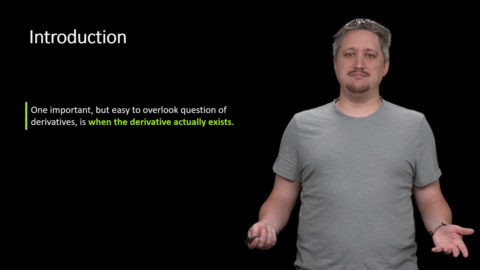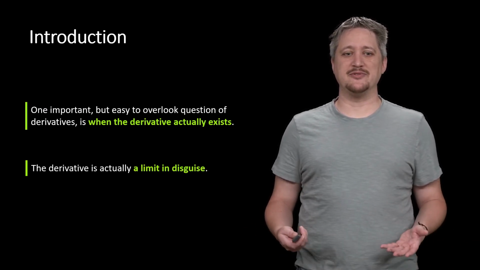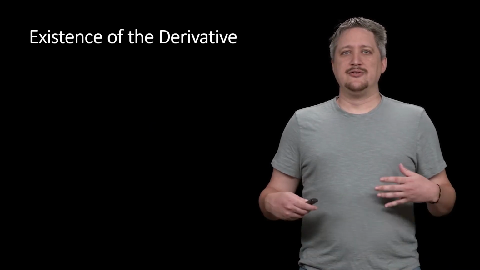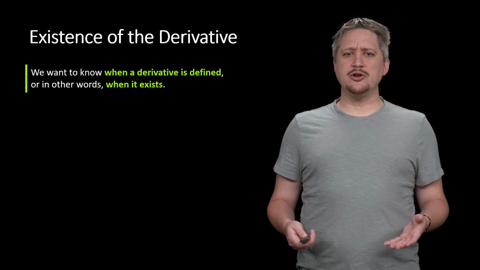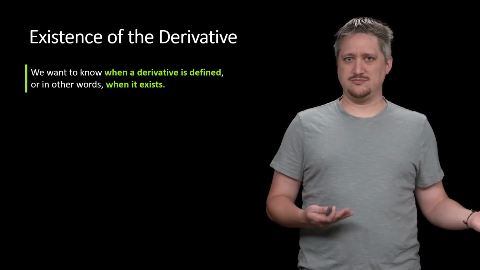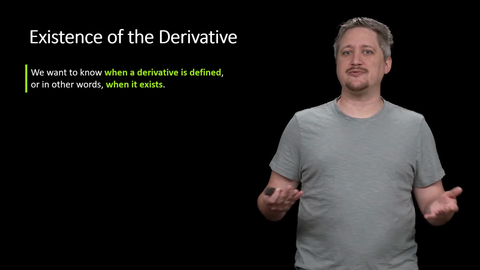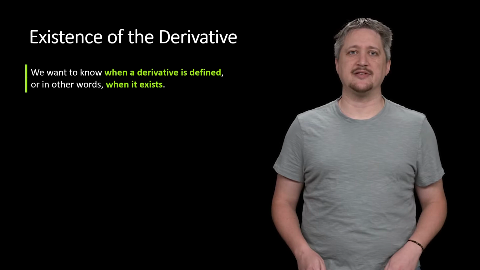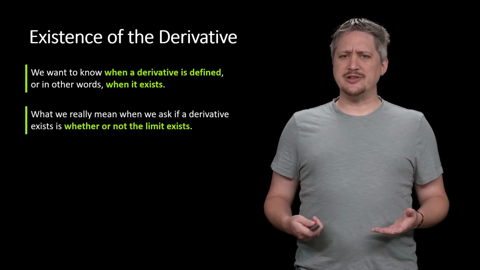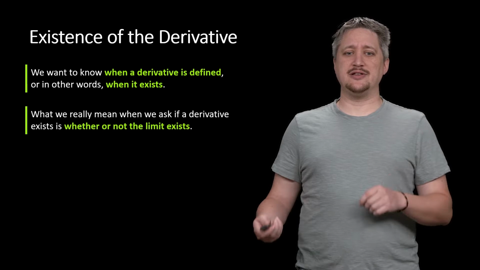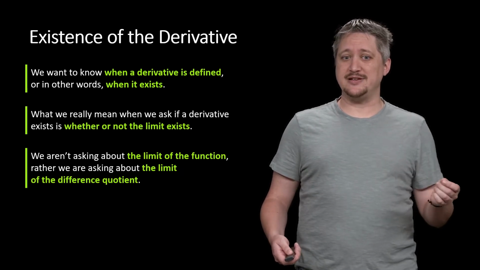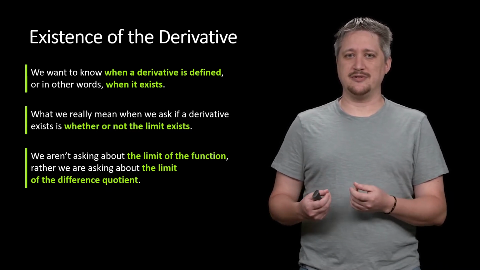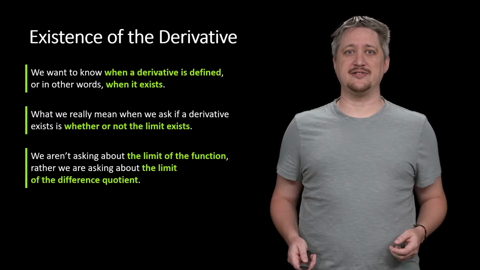But like most everything with derivatives, this all comes down to the fact that the derivative is actually just a limit in disguise. In particular, we want to know when a derivative is defined, which is the same thing as saying when it exists. You can interchange those two when you read them in a text. But what we actually mean is whether or not the limit exists, specifically not the limit of the function, but the limit of that difference quotient, right? The actual definition of the derivative itself.